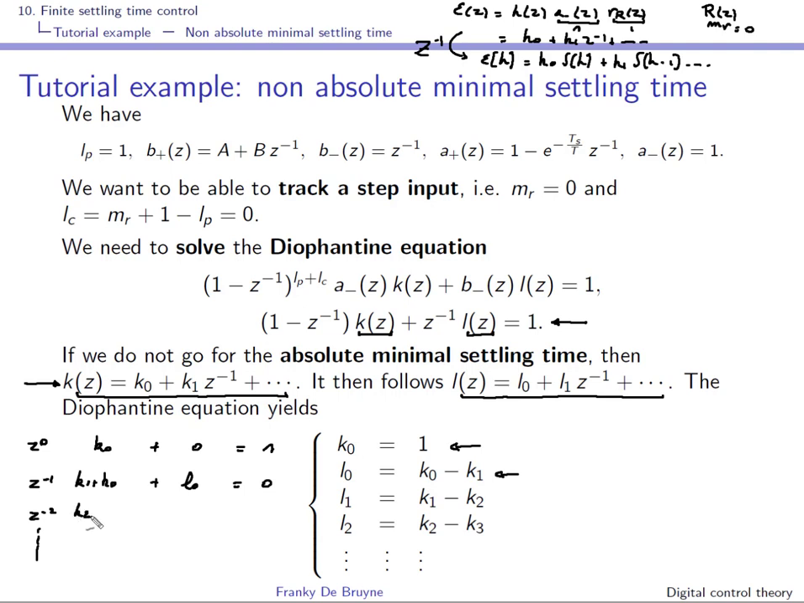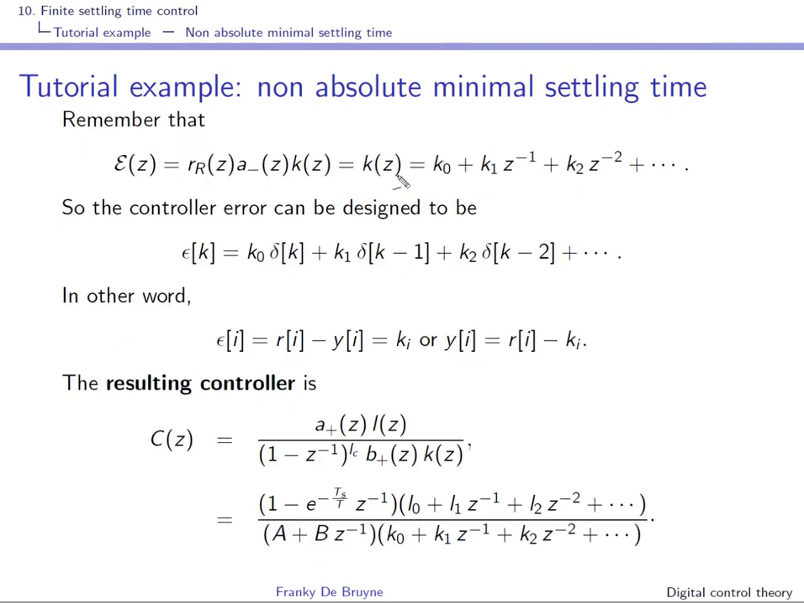And you can continue. We'll do one more. If you look at the powers of z minus 2, we'll have k2 plus k1. Here you'll have L1 and you'll have a 0 as well. And this will give me L1. So if you impose k like this to make sure that epsilon k goes to 0 as you like, well, you can very easily obtain the polynomial L of z that solves this Diophantine equation. So by choosing the polynomial k, we can kind of see how the control error goes to 0.